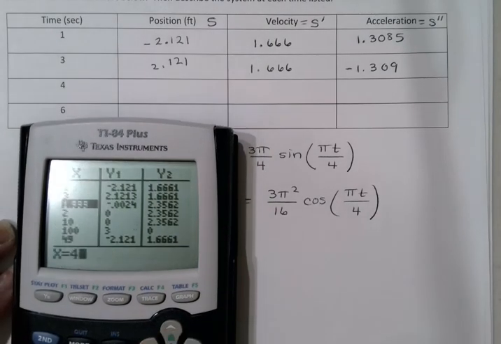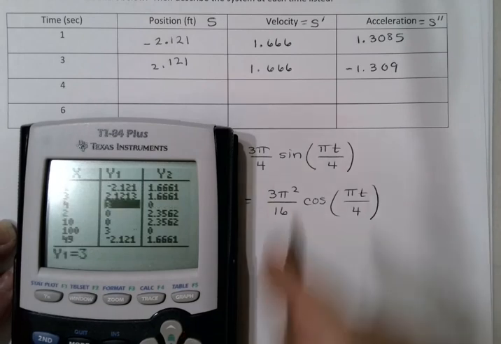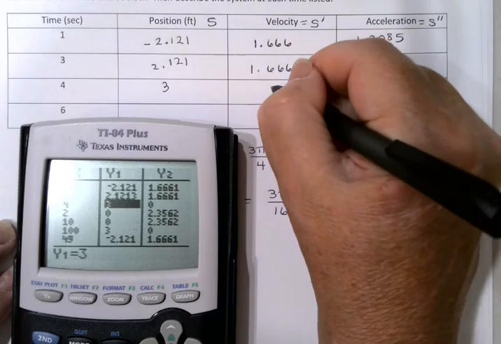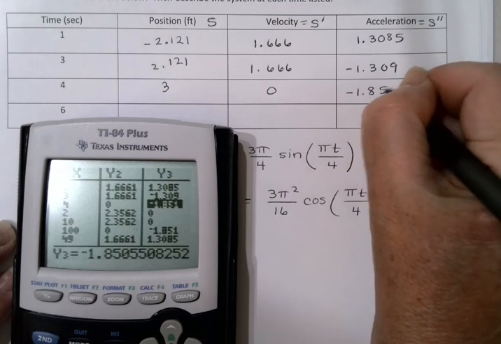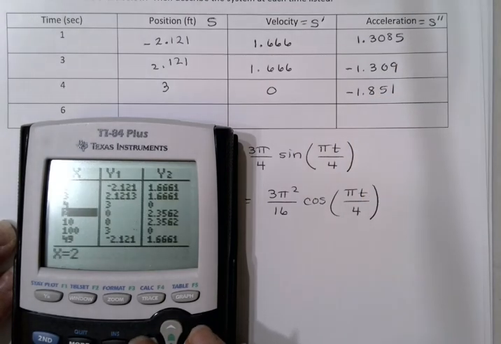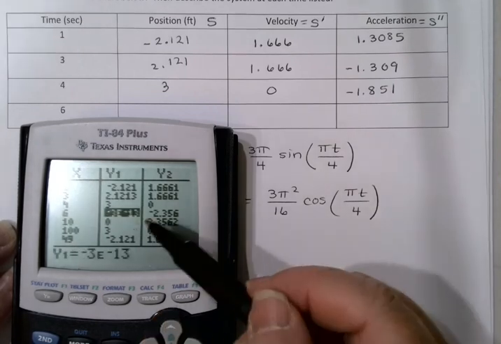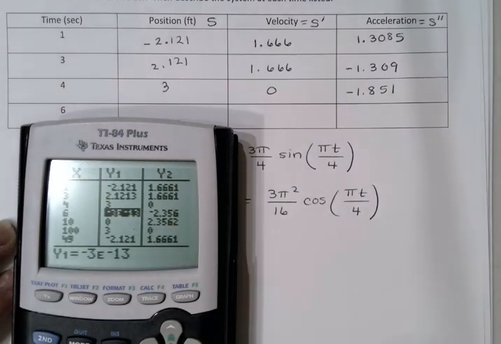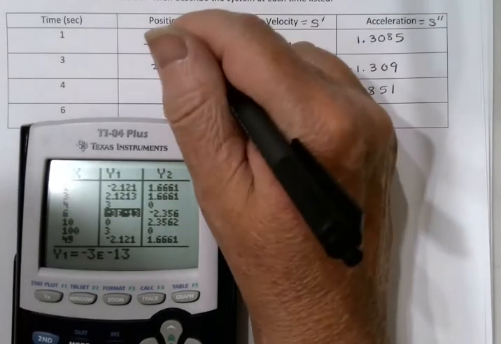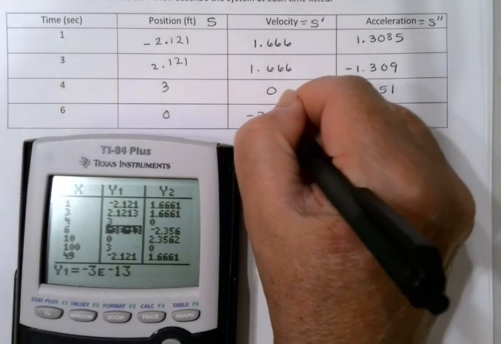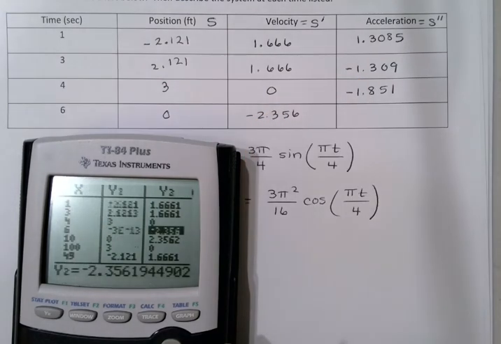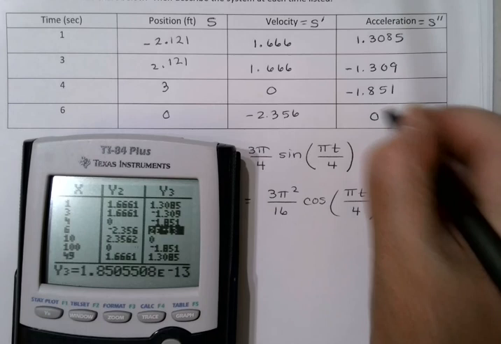We want to put in 4. Position is 3. Velocity is 0. And acceleration is negative 1.851. And finally, time 6. That's negative 3 with an exponent of negative 13. So negative 3 times 10 to the negative 13th. That's basically just 0. Velocity of negative 2.356. And an acceleration again of basically 0.